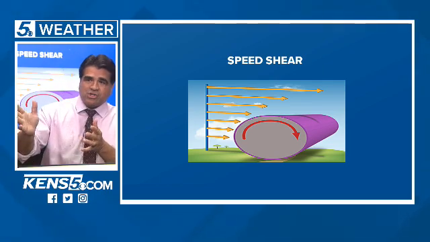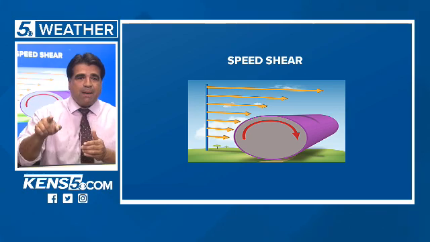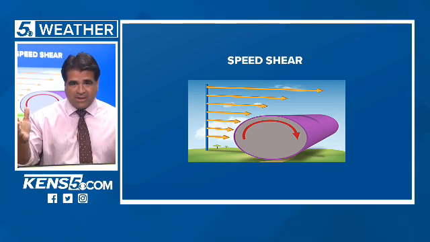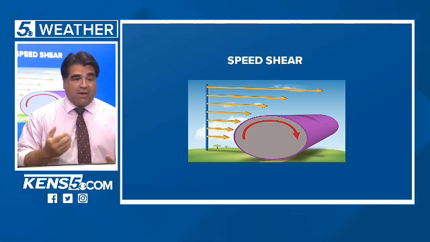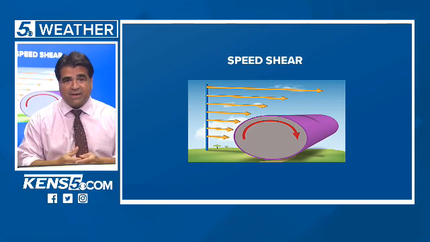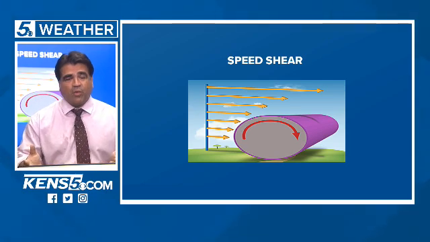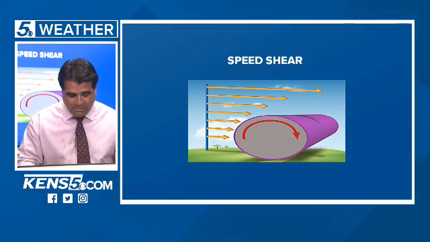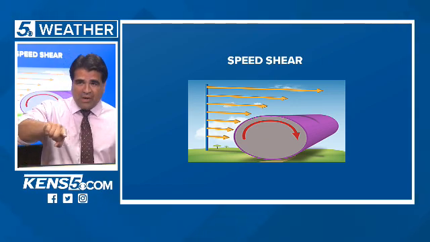But anyways, we take a look at our speed shear. Notice what's happening. When a storm system approaches, at the ground it's about, again, 30 miles an hour, but above that you could see winds at 50 miles an hour at about 6,000 feet, and a lot of times at 30, 40,000 feet, you're talking about winds at 100, 120 miles an hour. So you see what happens there.